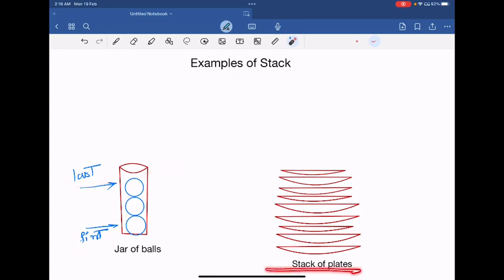Similarly, consider a stack of plates kept on the table. If we have to take out these plates, then the plate which is kept at the top will be taken out first, and the plate which was kept first will be taken out last, after all the plates above it are removed.